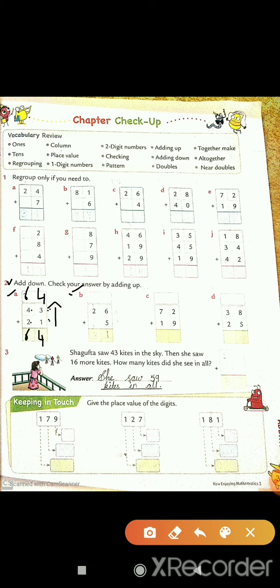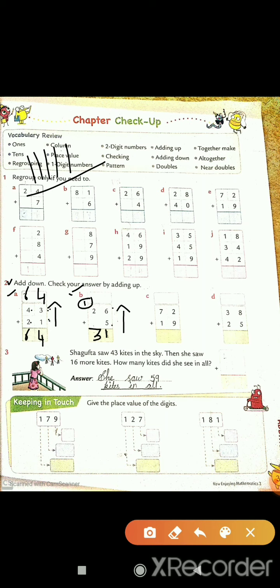B, 26 plus 5. First we have to add down. At the place of ones, 6 and 5 are there. So add 6 and 5. The bigger number is 6. Then count forward 5 times. What comes after 6? 7, 8, 9, 10, 11. So 11 can be regrouped as 1 ten and 1 one. So write 1 here and 1 will be carried to the tens column. Now add tens. 1 plus 2, 3. So answer is 31. Check your answer by adding up.